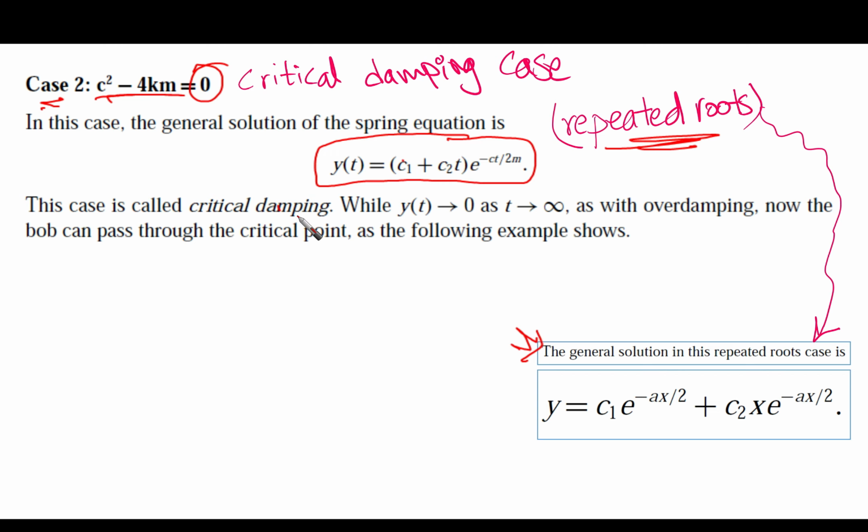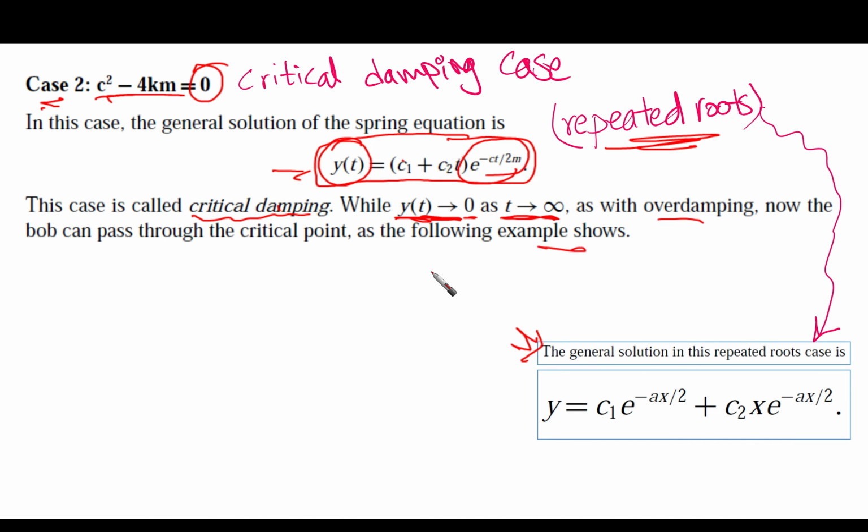Okay, we're going to see why it is critical damping. When t reaches infinity, y of t is going to 0. Imagine that t is reaching infinity. This definitely would make our y of t equal to what? 0, right? Because we have the exponential form here, this would reach 0. As with overdamping, now the bulb can pass through the critical point, as the following example shows.